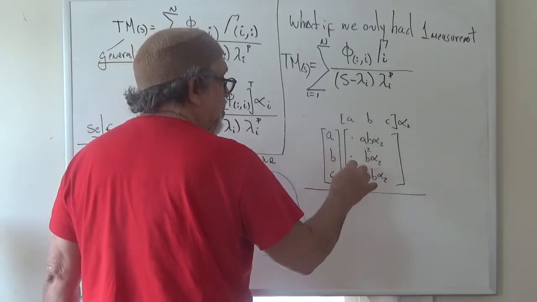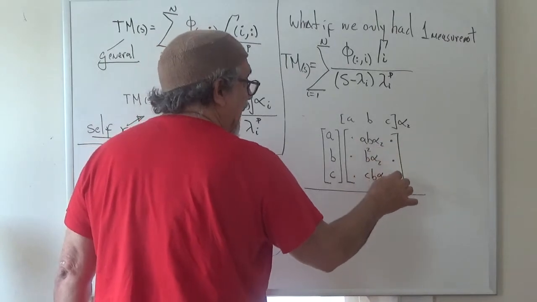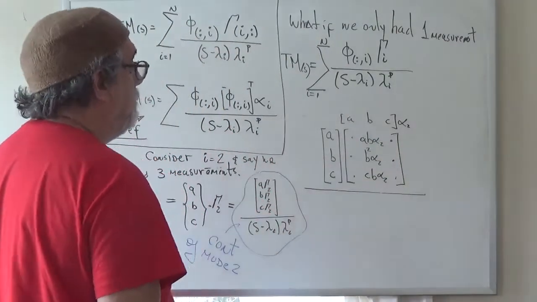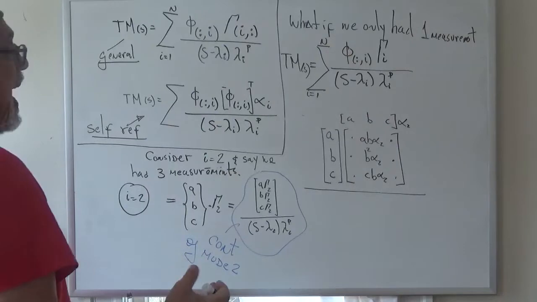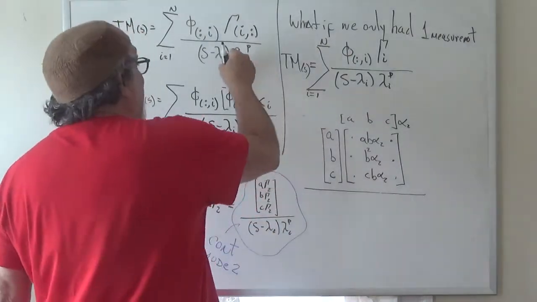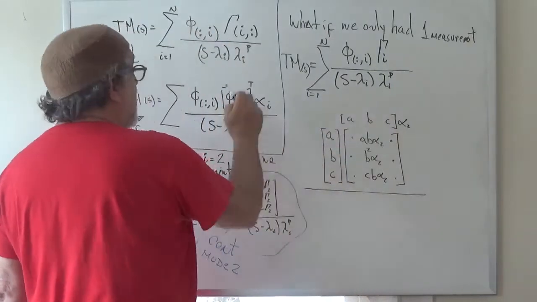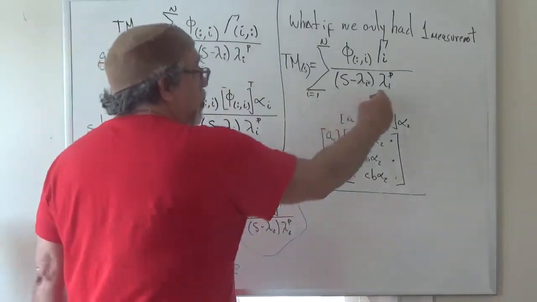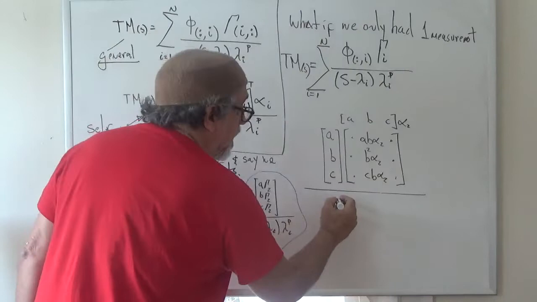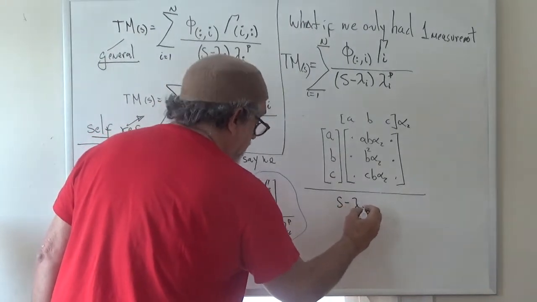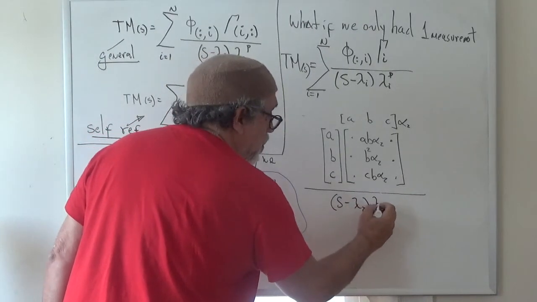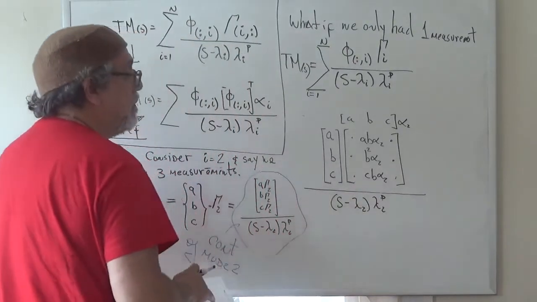I would also have these numbers had I measured everything, right? I mean, I'm sorry, had I applied excitations in all three coordinates, then this form would have applied, and I could have been able to write the numerator like that, the denominator being S minus lambda 2 times lambda 2 to the P. This would be the contribution.